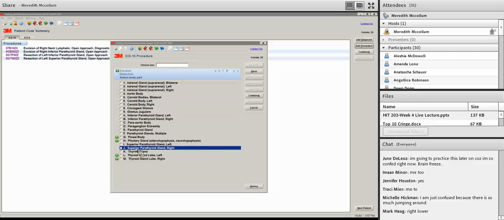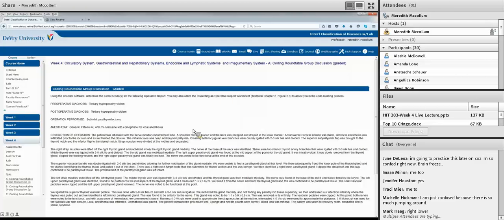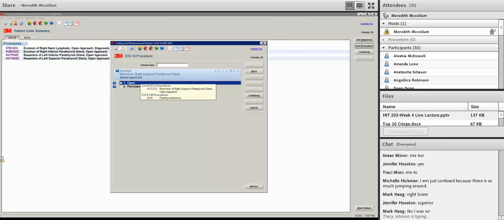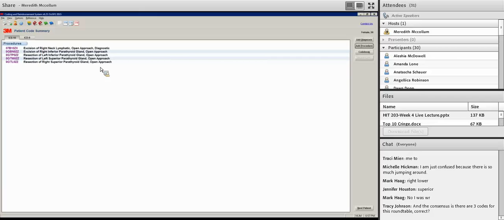Superior right. Mark, you're saying it's lower right? See, this is why I'm getting confused. Hold on. I know I just had superior right. So right and left upper superior and left inferior. Right and left upper superior. Okay, that's it.